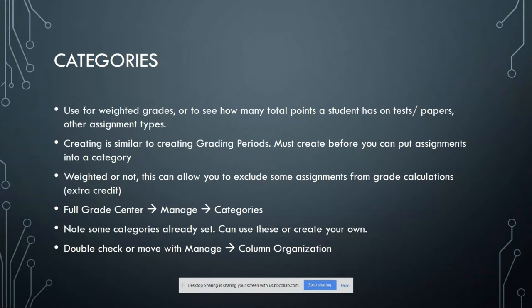You can use these to create kind of assignment types, like say major papers or exams or quizzes. And then you can use that to create different kinds of snapshot columns, which I'll show you in a bit, by having those categories associated with the grade columns. You can certainly use this for weighted grades, as it says up here. And the way you get to it is Full Grade Center, Manage Categories. When you go in there, there are actually some categories already set, and you can use these or create new ones of your own.